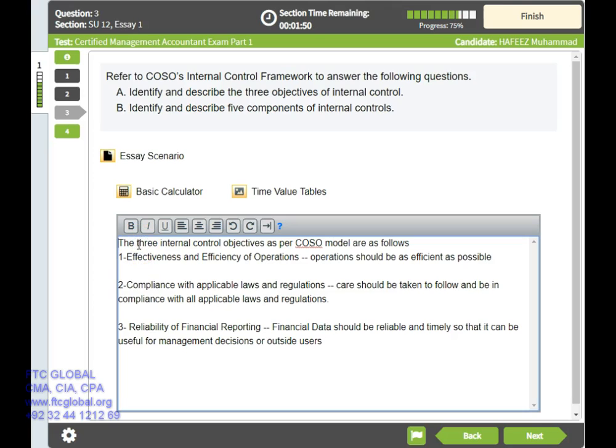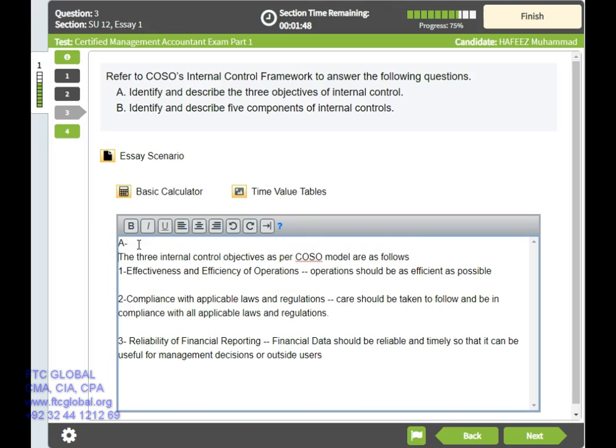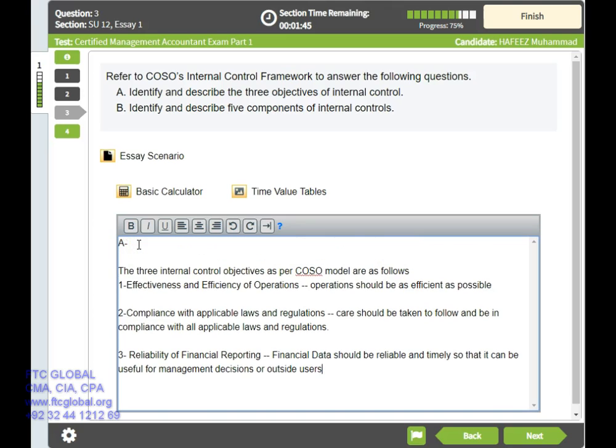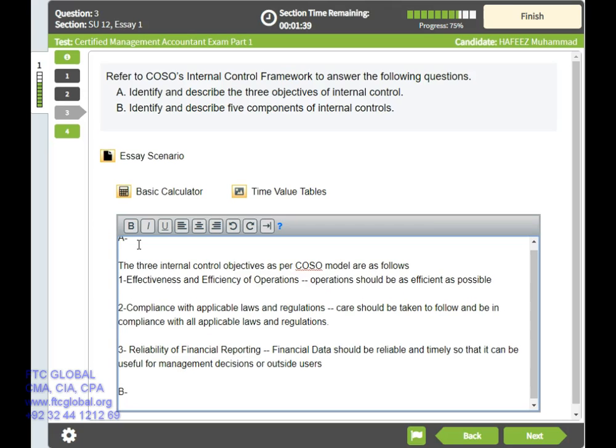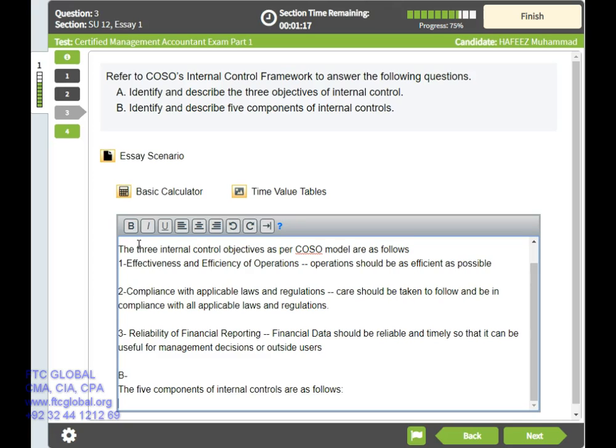This was your question number 1, or rather A. Then finally you have the second part to attempt, B. Identify and describe 5 components of internal controls. We've just seen them. The 5 components of internal controls are as follows. Now we can give a brief description of all. First one is the control environment. That's the foundation.